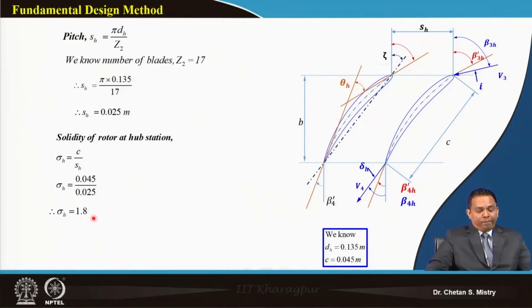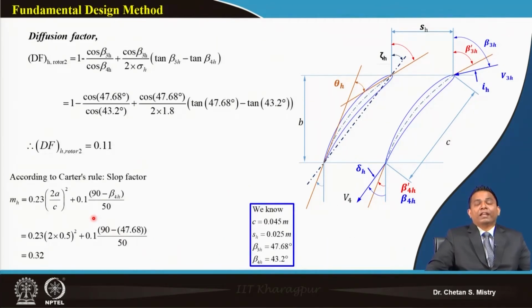Now once we have calculated the solidity, we know our beta 3 and our beta 4. We can do our calculation for the diffusion factor near the hub region, and if you look at this number, it is coming 0.11. Now for calculation of our angles, we are looking for our M factor, or what we call Carter's factor, and that is coming to be 0.32.